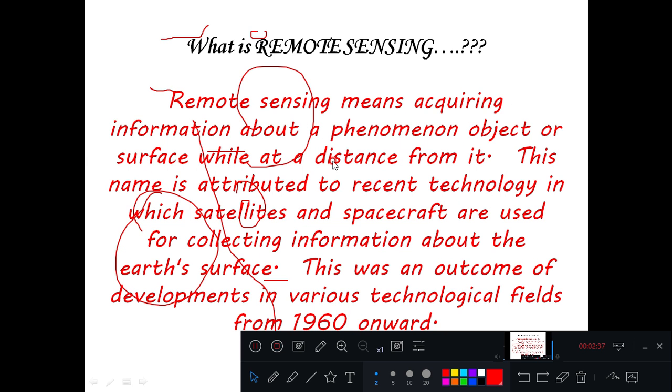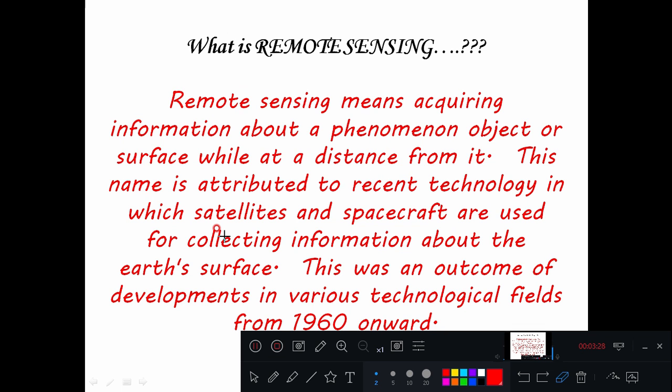So remote sensing is what? The acquisition of data, acquiring information about a phenomenon or an object or a surface while at a distance from it. Without being in contact with the object, we can sense and acquire the data. That is called remote sensing. It is a multidisciplinary activity that deals with the inventory, monitoring and assessment of natural resources through the analysis of data obtained from observations made by satellites or aircraft.